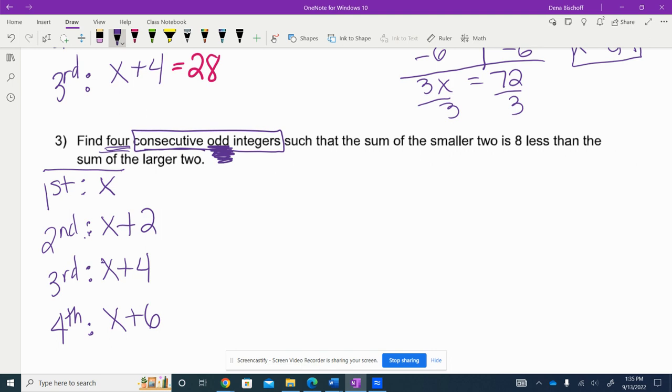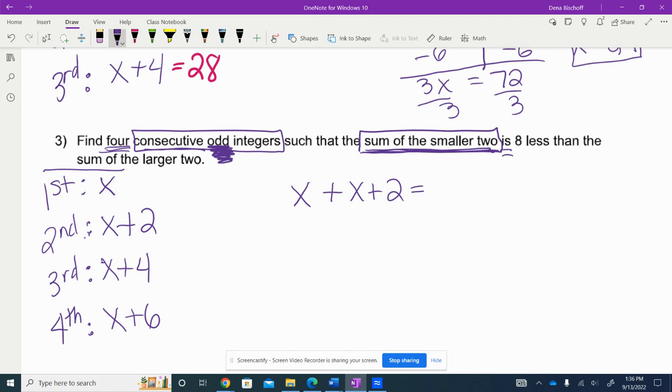Okay. So this is a little bit different. It doesn't say the sum is blah, blah, blah. What does it say? It says the sum of the smaller 2. I have to add up the smaller 2 integers. So say that again, Sebastian. The sum of the smaller 2. What 2 integers, what 2 variables represent the smaller 2? Go ahead, Tyler. It's x and x plus 2. Good job, sir.